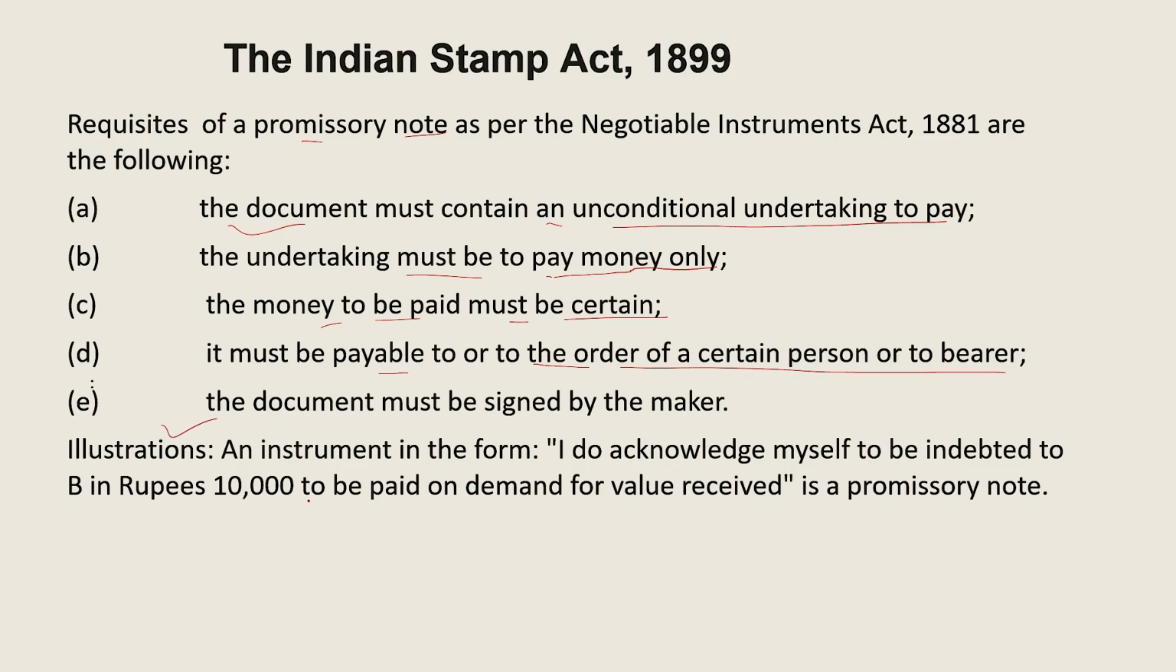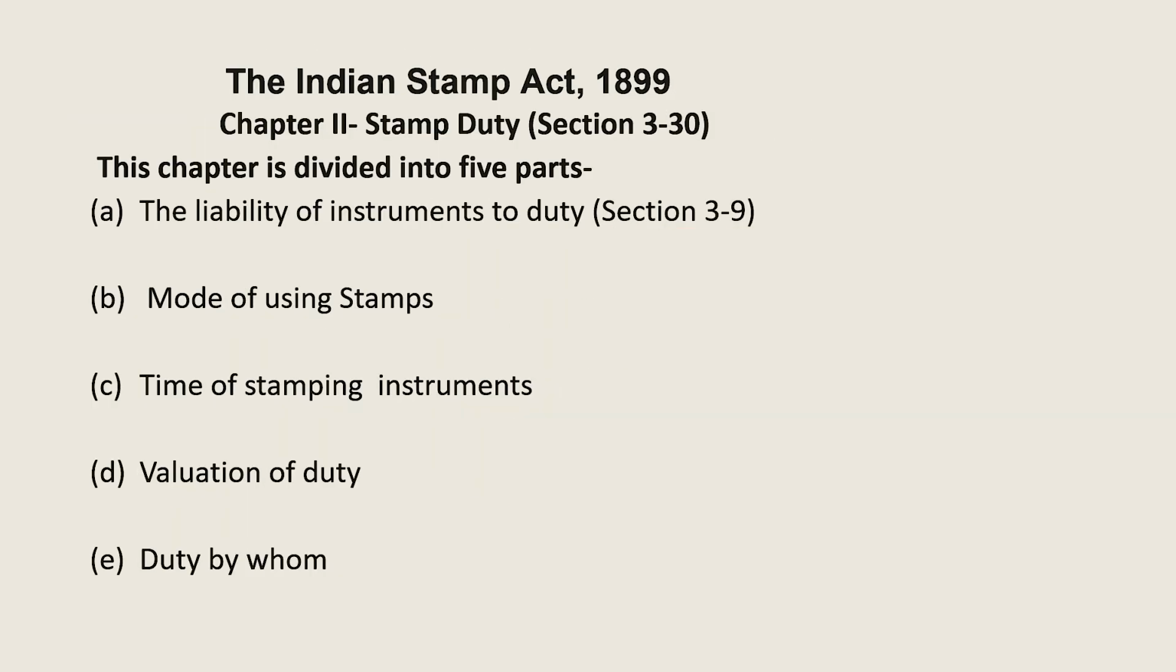Now see one example here. An instrument in the form of "I do acknowledge myself to be indebted to B in rupees 10,000 to be paid on demand for value received." This kind of note is known as a promissory note. Now let us see chapter 2 of the Indian Stamp Act 1899.